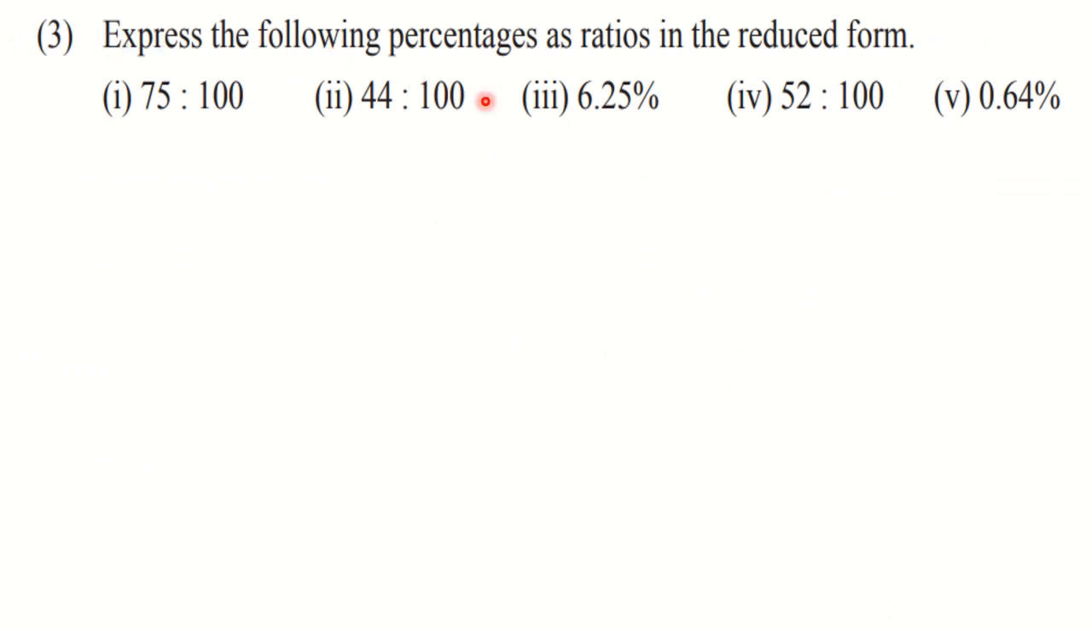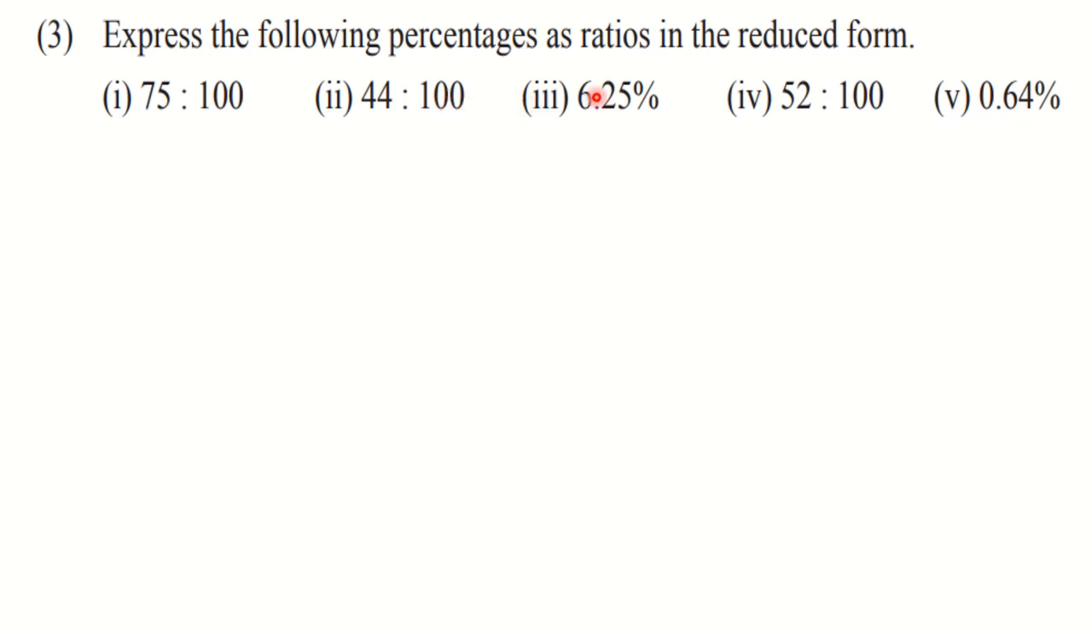Express the following percentages as ratios in the reduced form. So again the next part of reduced form, but here the percentages are provided. That means the second term is 100. 75 is to 100 means 75%. 44 is to 100 means 44%. This ratio means per, upon 100.